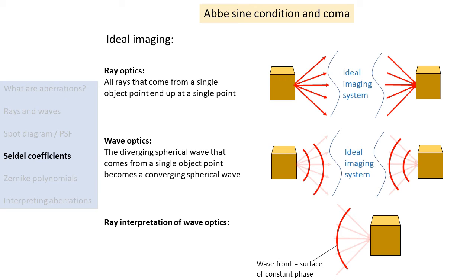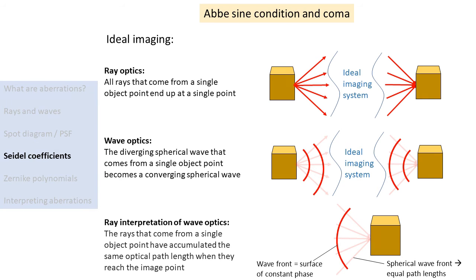If the wavefront is spherical, and the image point lies in the center of that sphere, then all the rays that go from the wavefront to the image point travel the same optical path length. Therefore, to have ideal imaging, all the rays that come from a single object point must have traveled the same optical path length when they reach the image point.